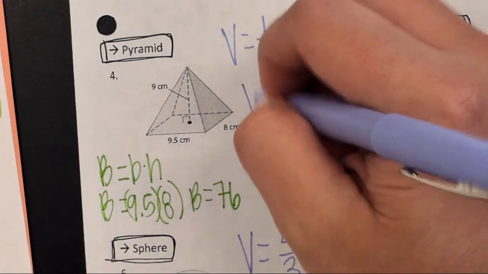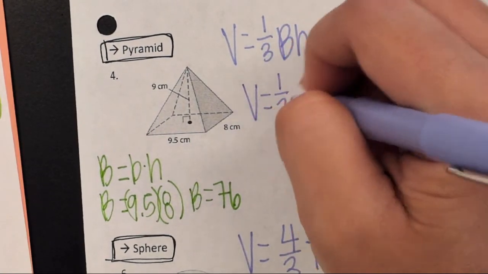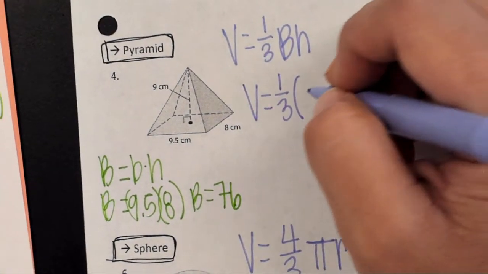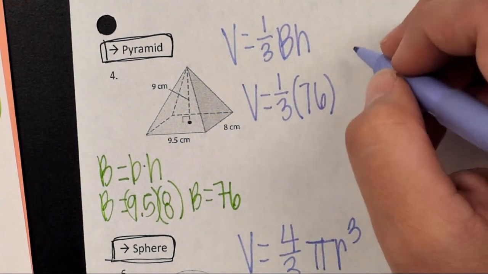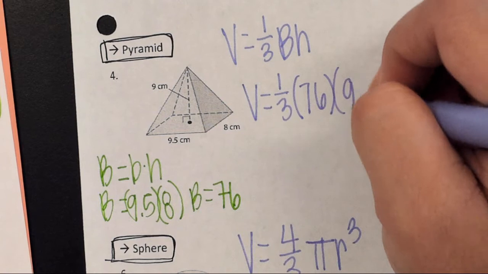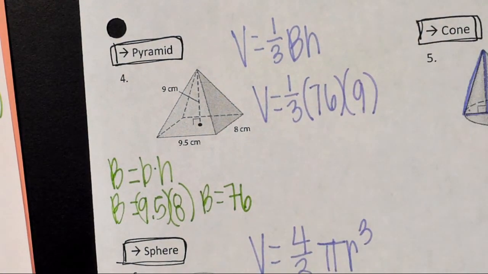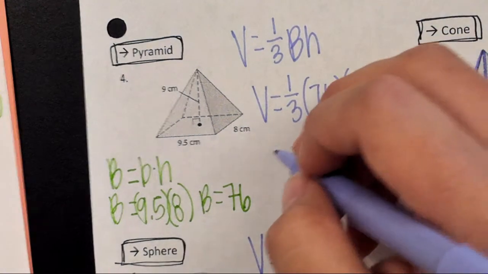And then when you go up here to plug it in, we'll have 1/3 times what? 76. Times, what's the height of the pyramid? The thing straight up and down all the way to where everything meets is 9. So you plug all of that in your calculator.